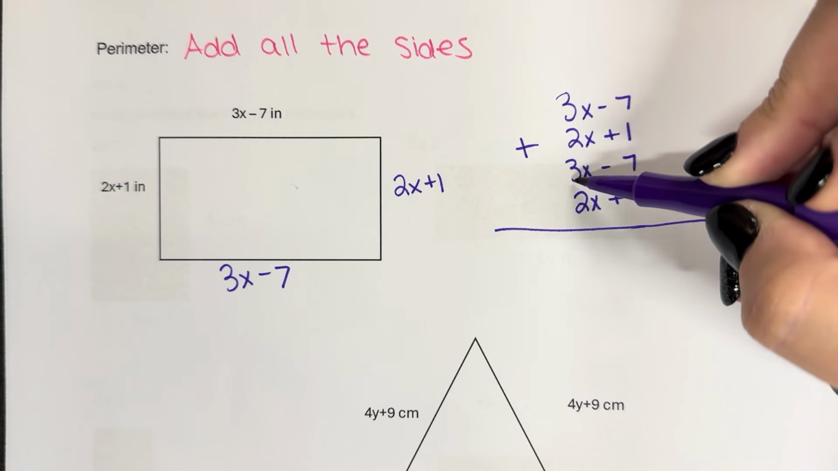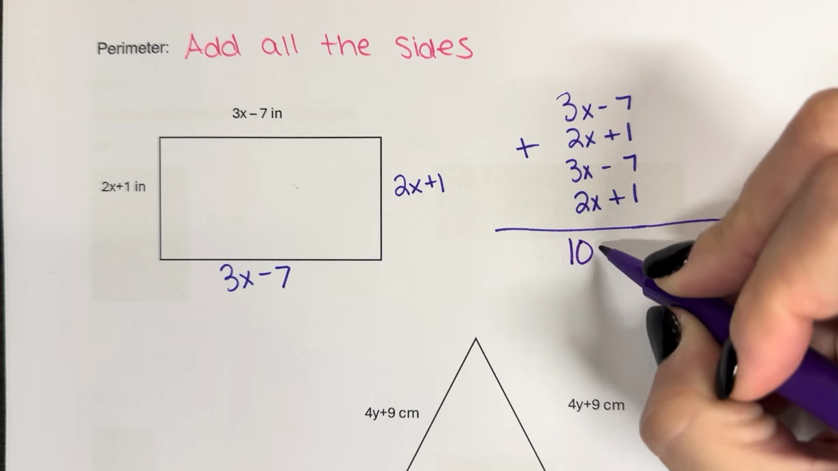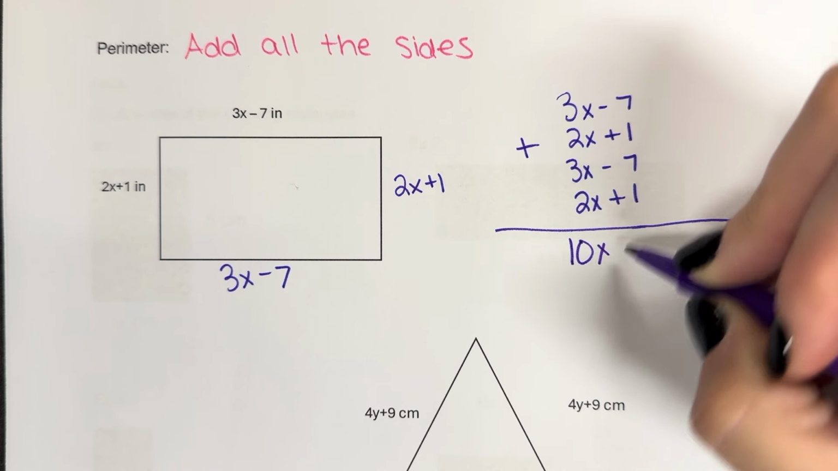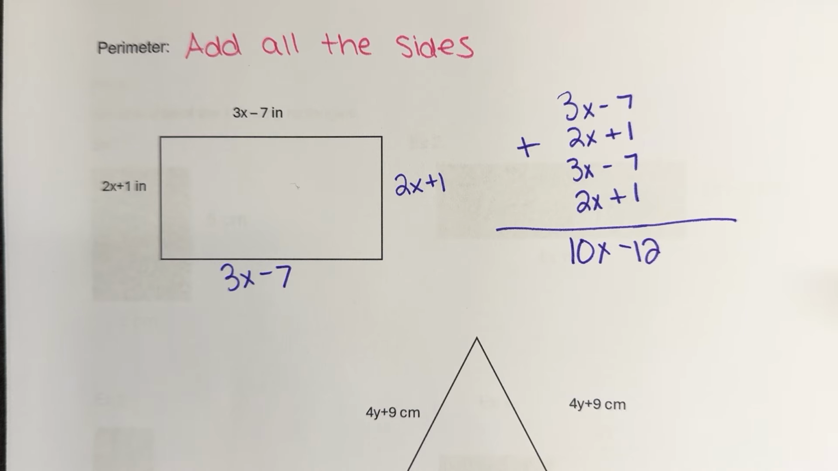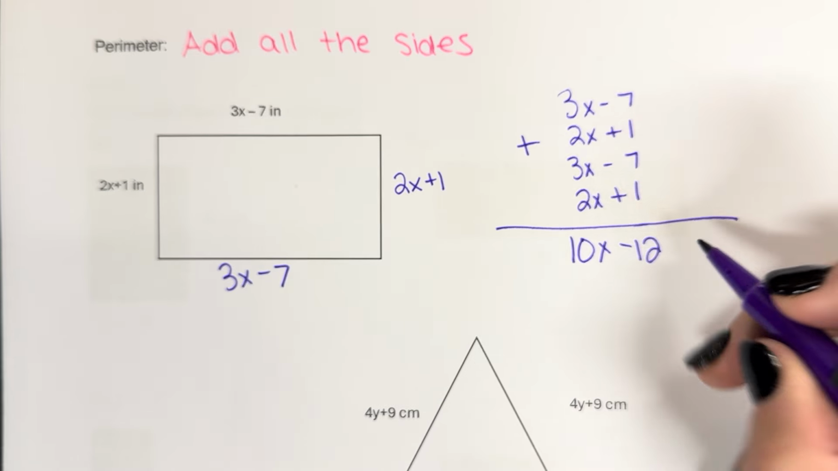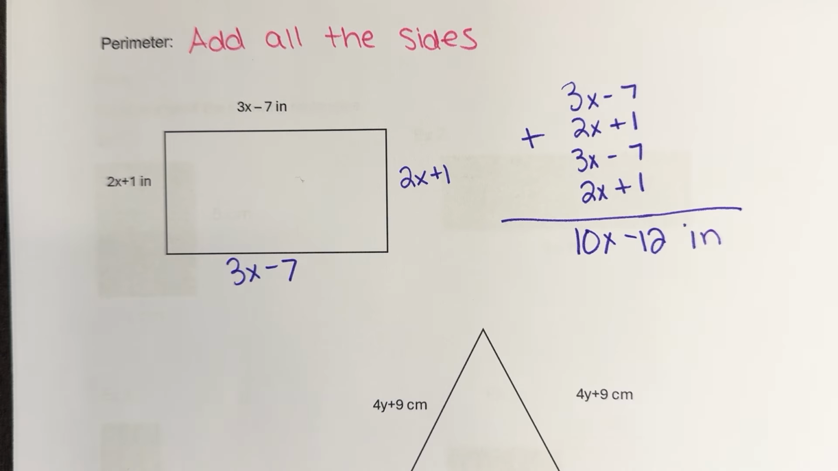So 3, 4, 5, 6, 7, 8, 9, 10x. Negative 6 and negative 6 will be negative 12. Now, just for the sake of review, this isn't that common, right? We would say this has a perimeter of 10x minus 12, but perimeter is always a single label. So if this is inches, we would say that this is 10x minus 12 inches, right? Area is inches squared, volume would be inches cubed.